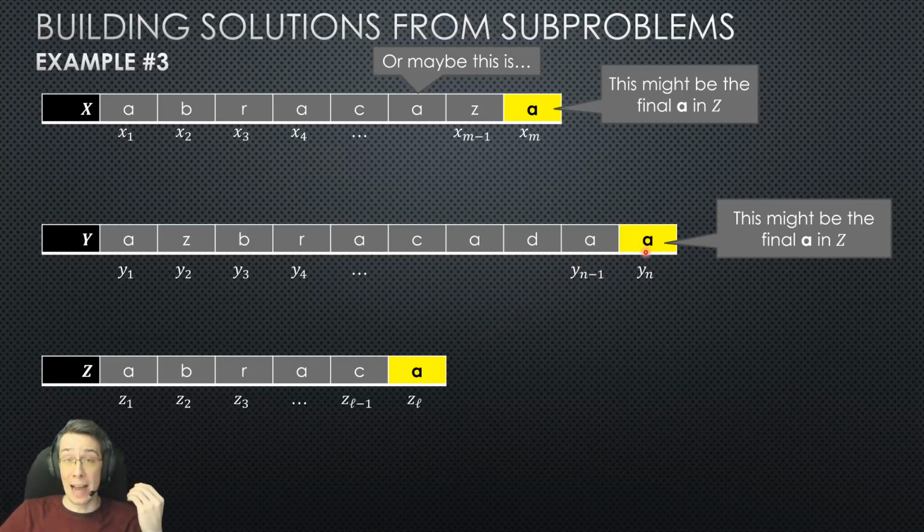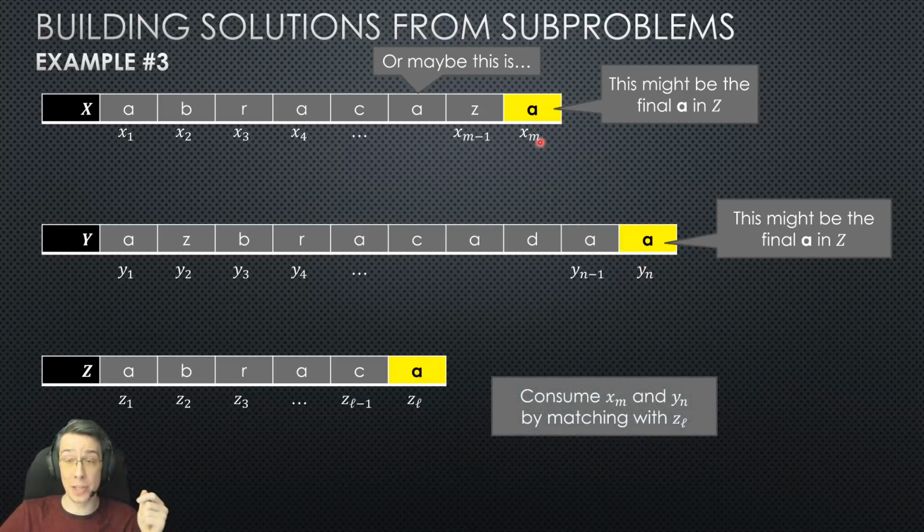So how do we get around this problem where it seems like we can't shrink the problem size at all, because we can't chop off this a, we can't argue it's useless, and we can't argue this a is useless, so we can't shrink either x or y to a prefix? Well, in this case, we know that the last letters of x and y match each other and match the last letter of z. So why not just consume xm and yn by matching them both with zl, and now we won't think of finding the entire LCS in a subproblem.